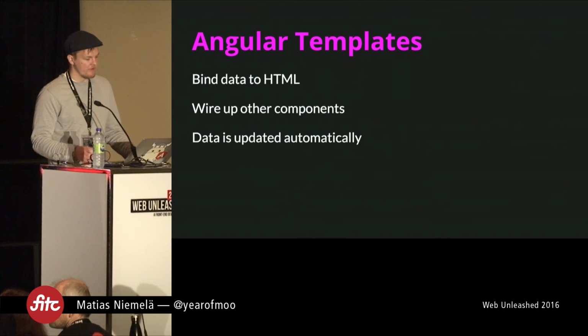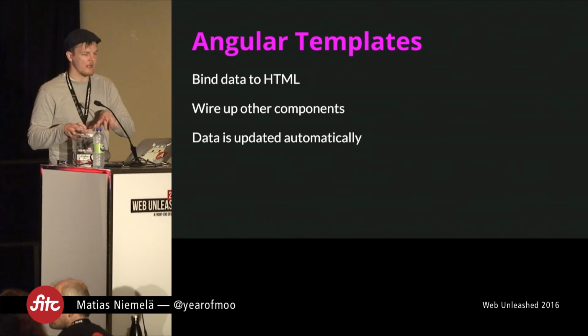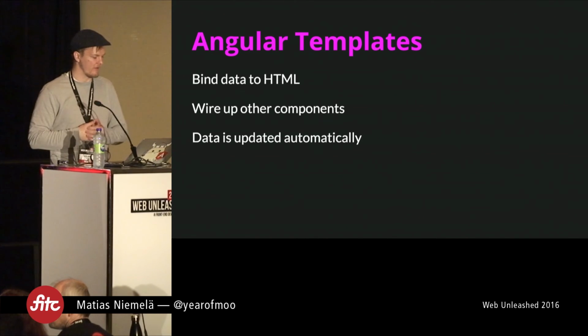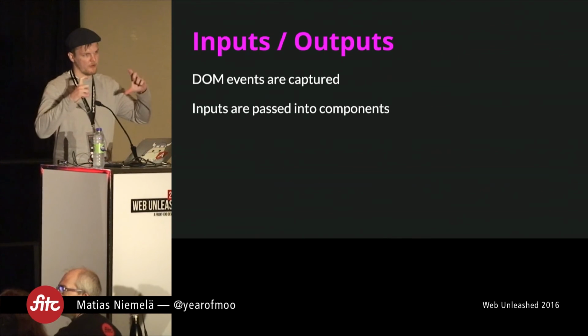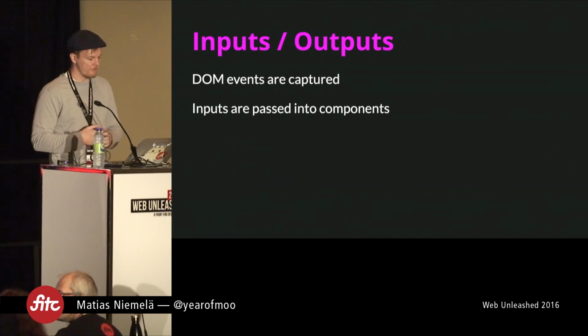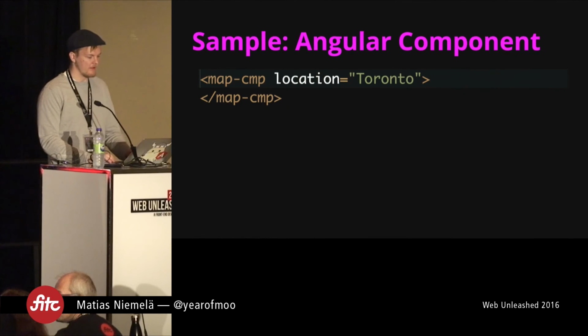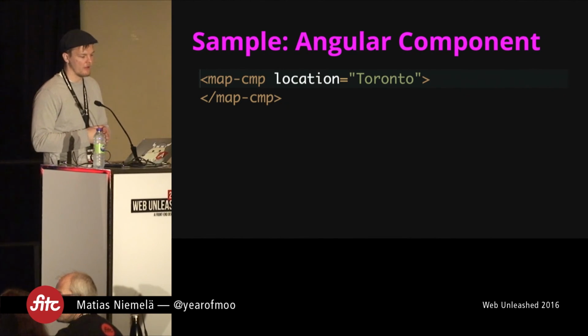When it comes to templates, we saw that we had data from the component that was bound into the template itself, and the browser automatically rendered it when that data changed. The inputs and outputs, those property bindings and the parentheses, which handle bindings and events, are automatically triggered when the data flows between components. So let's say that we had another component, in this case a mapping component, which would show an image of the location that you have.